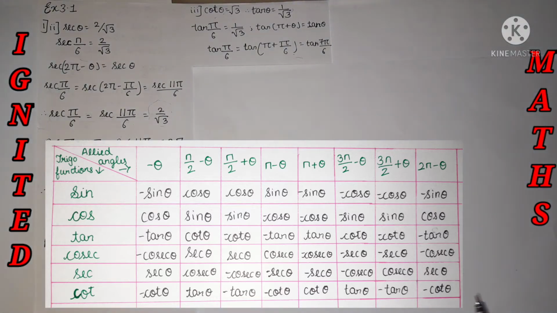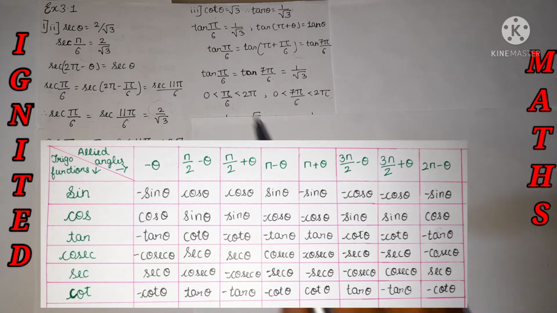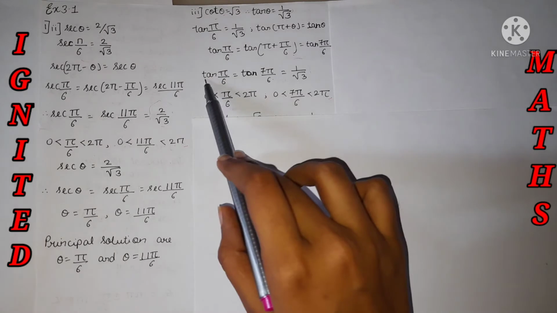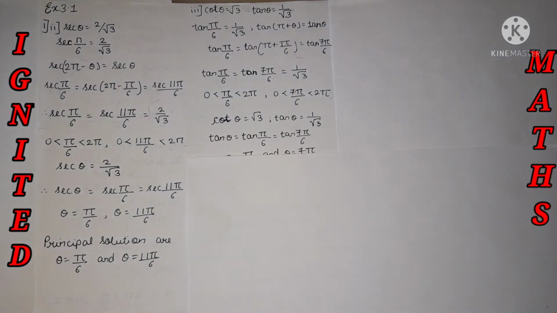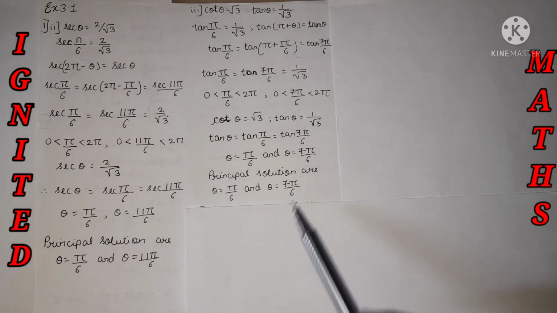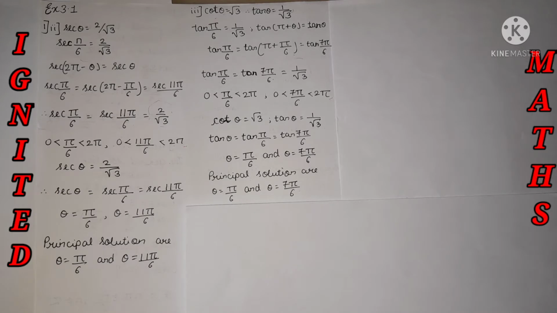First we need to check, is this lying between 0 to 2 pi for the principal solution? Yes, it's absolutely lying between 0 to 2 pi. So the principal solutions are theta is equal to pi by 6 and theta is equal to 7 pi by 6. Because while presenting on the board, we need to represent all of these steps.